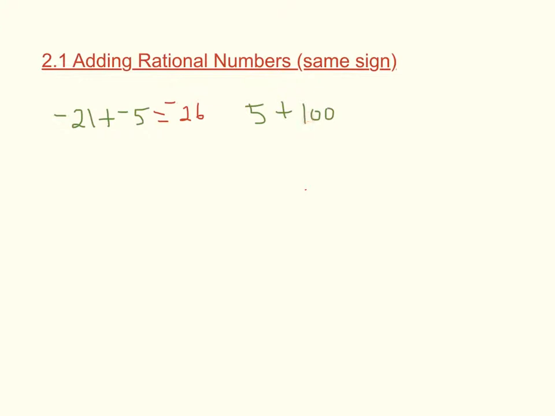In this case, the 5 and the 100 are both positive. 100 plus 5 is 105. And both being positive, the sign's not there, we assume it's positive. We keep the 105 positive.